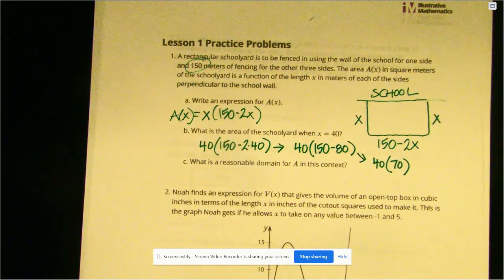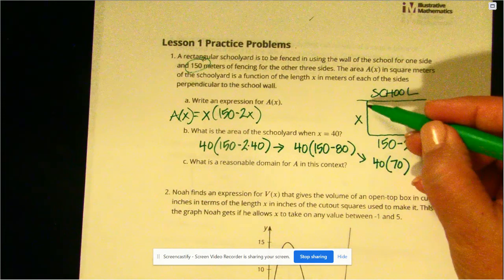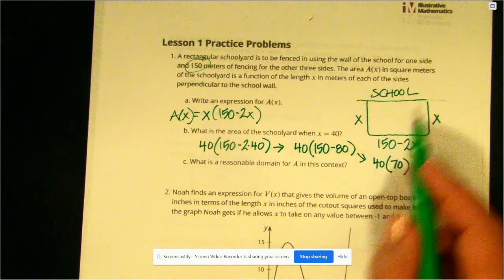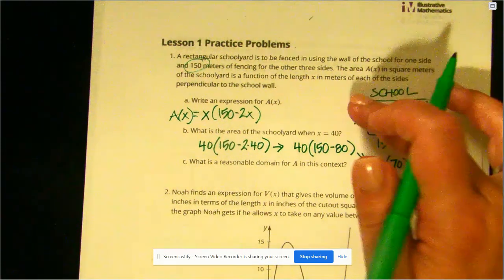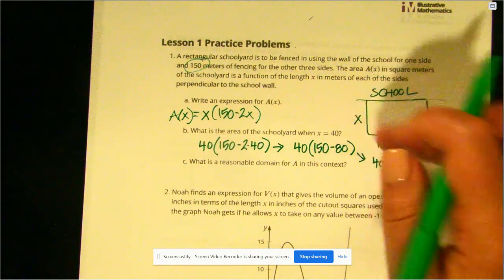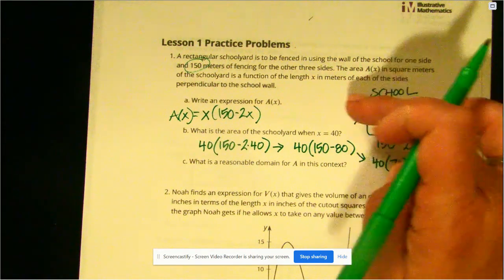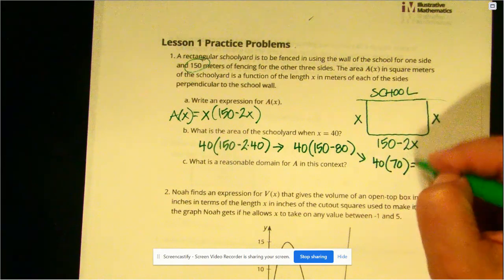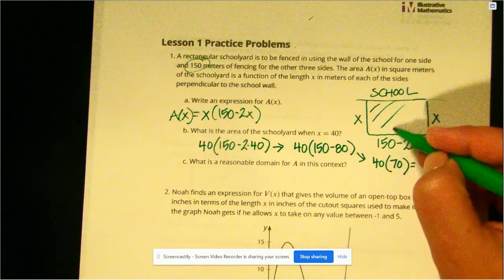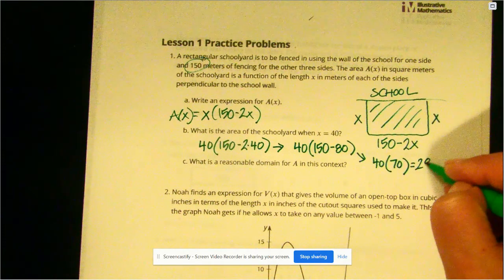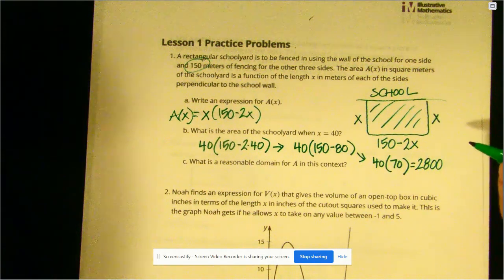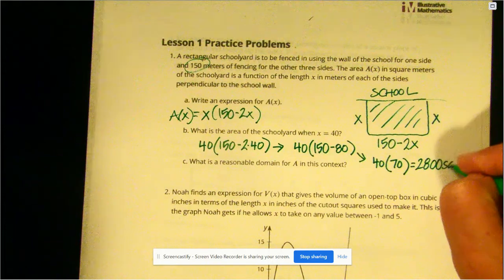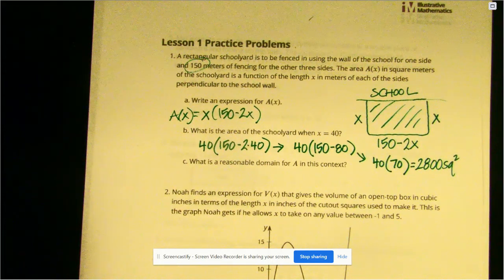And you could do this without all this math. Look, if this is 40 and 40, that's 80. And 150 take away the 80 is 70. Now multiply those two together. The total area of this is 2,800. What are our units in here? Square meters.